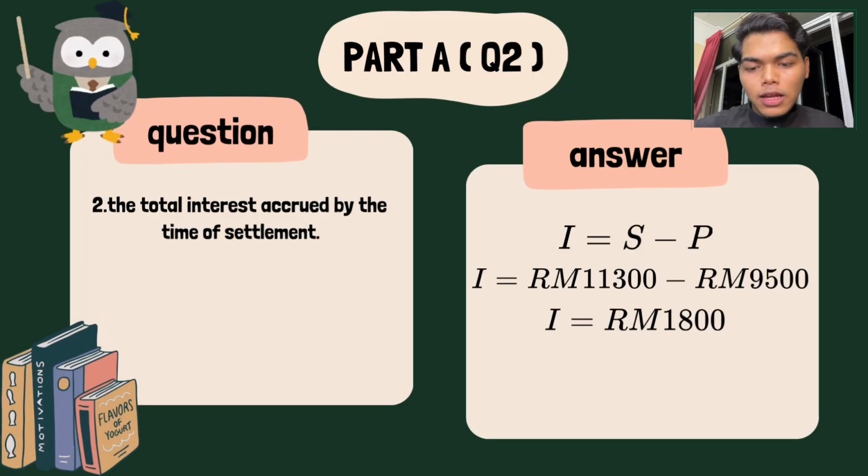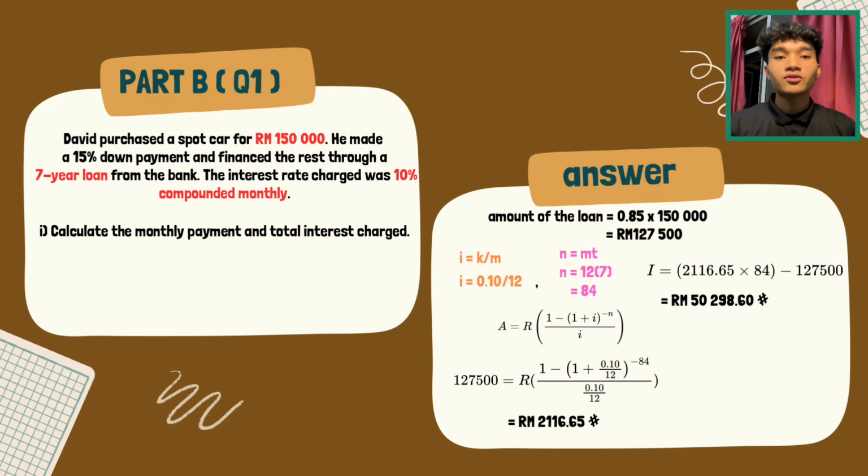So for part A question 2, the total interest accrued by the time of settlement. The answer is interest equals accumulated amount minus principal. So interest equals 11,300 minus 9,500. So we got the interest equals 1,800.